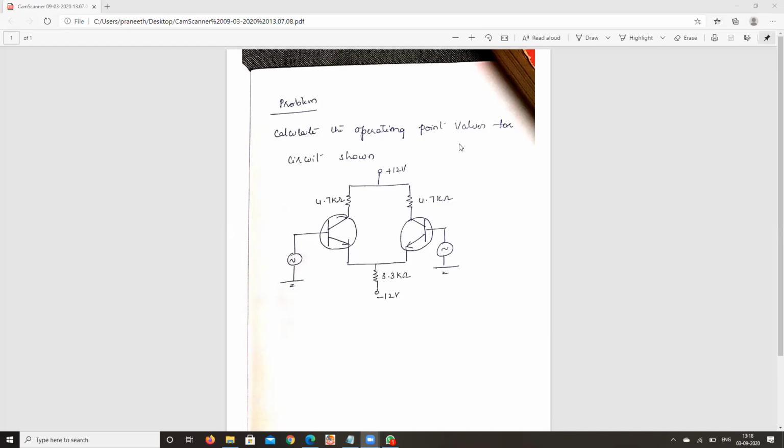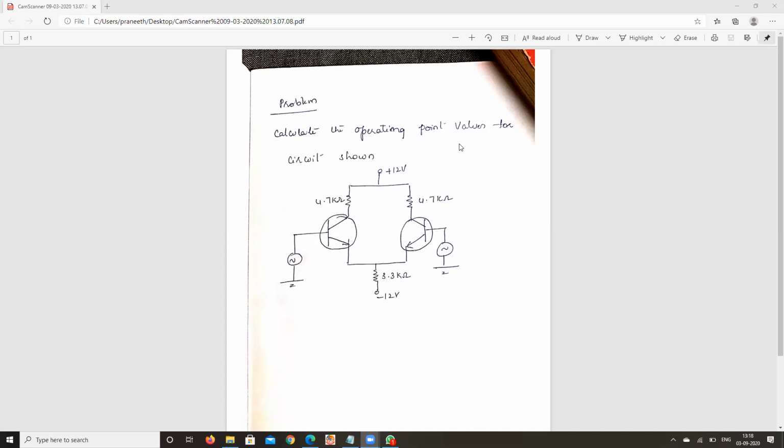Fine. So ICQ is VEE minus VBE by 2RE. So VEE is given as 12 volts over there, and RE means 3.3 kilo ohms over there. And what is VBE? I have already told you.